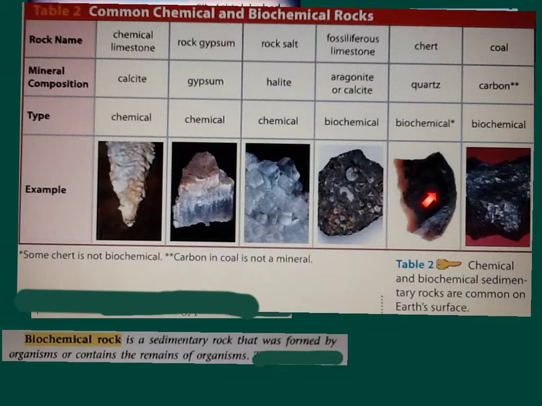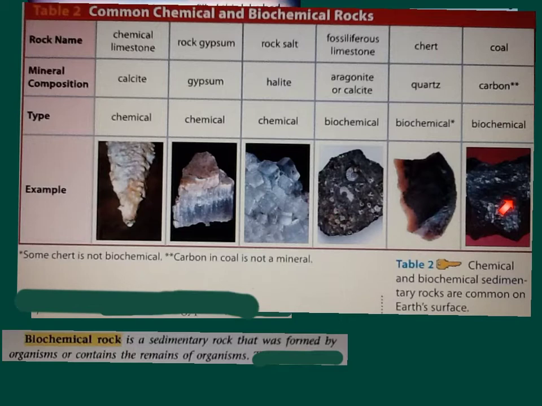Coal is another type of biochemical sedimentary rock. It is composed of the remains of plants and animals from prehistoric swamps. Over time, these organic remains were buried. Burial led to compression, which eventually changed the remains into a sedimentary rock. Key concept check: how do chemical and biochemical sedimentary rocks form?